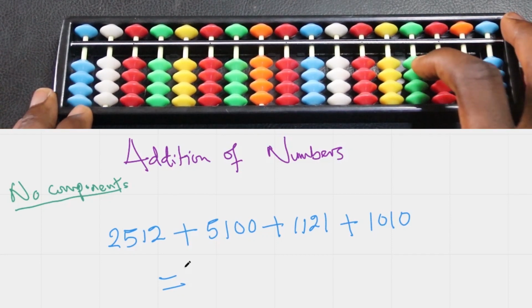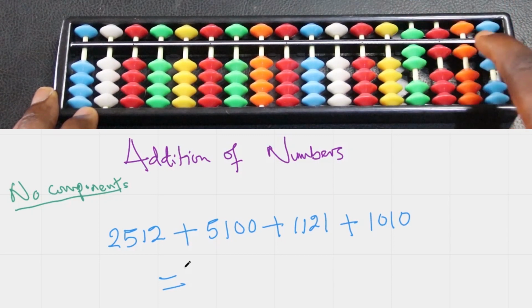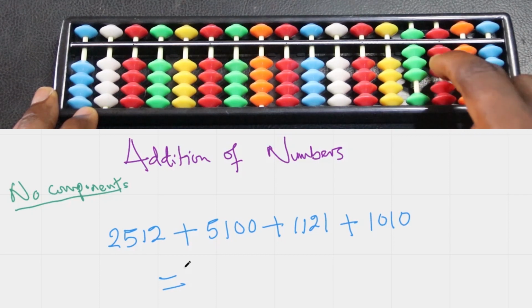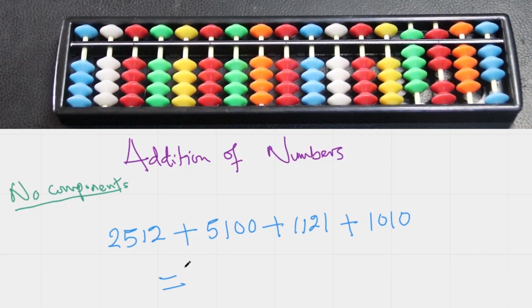So we have 2512 plus 5100 plus 1121 plus 1010. You see? And we have our answer right there. What exactly is my answer? My answer is 9743. Can you see how with the abacus we can begin to solve very big numbers? It's getting interesting, isn't it?